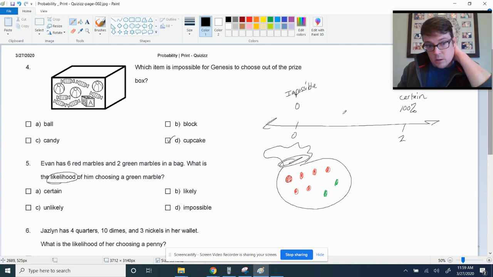And the question here is, if I pull out a green, well, 50% right here would be that it's equally likely. That would be like flipping a coin.